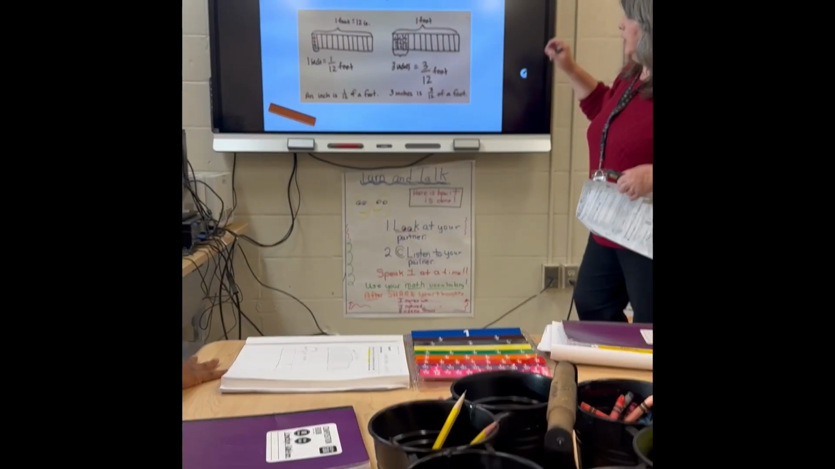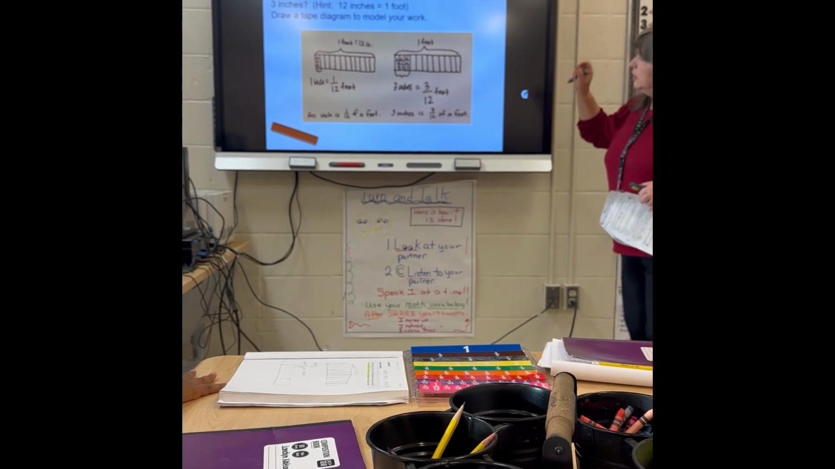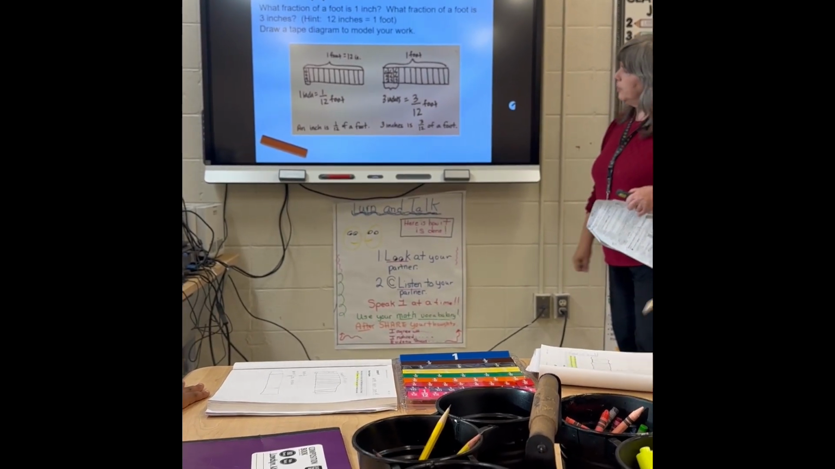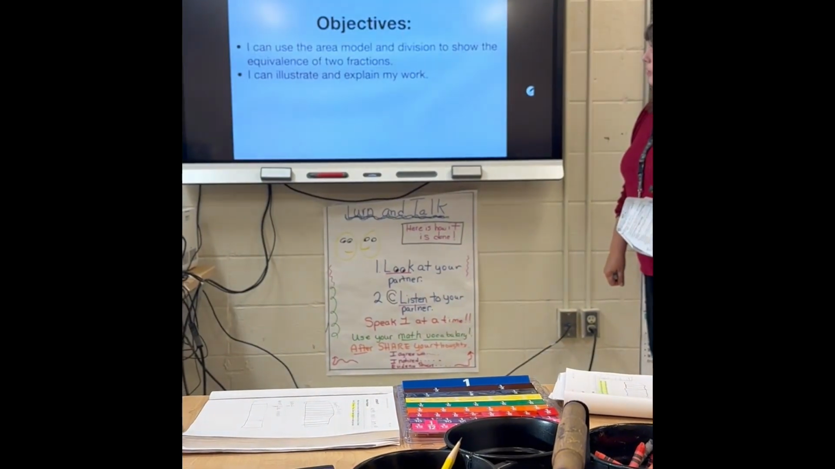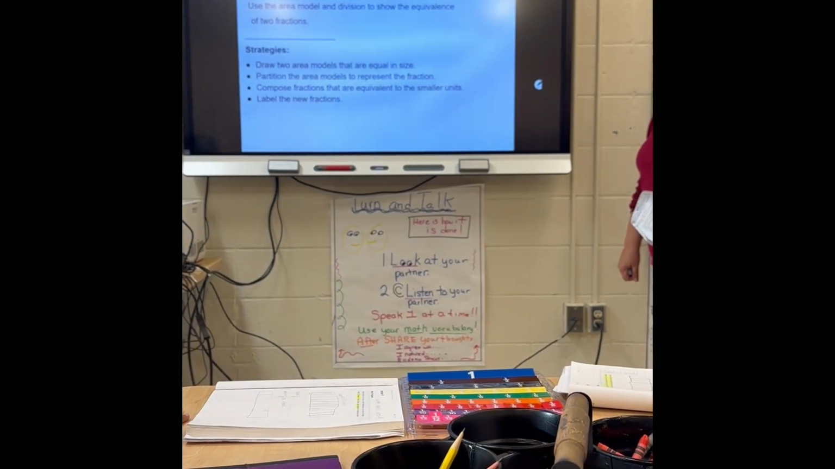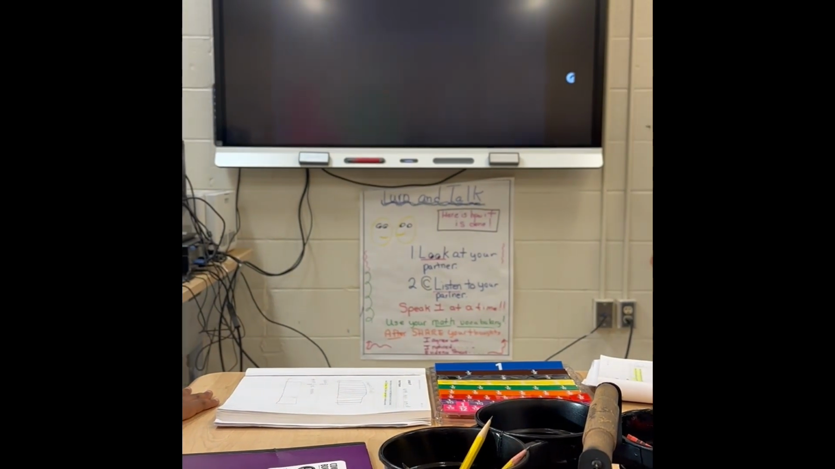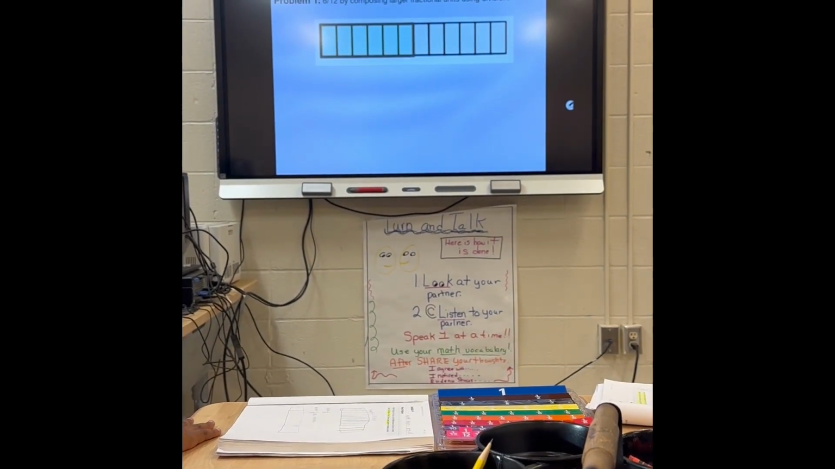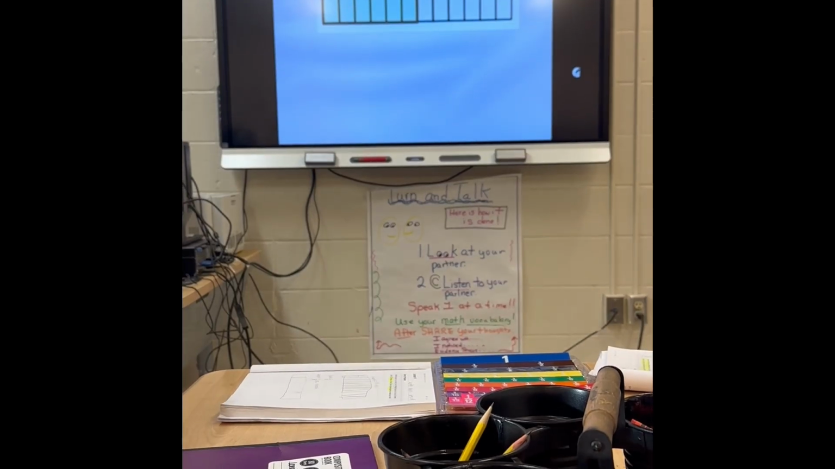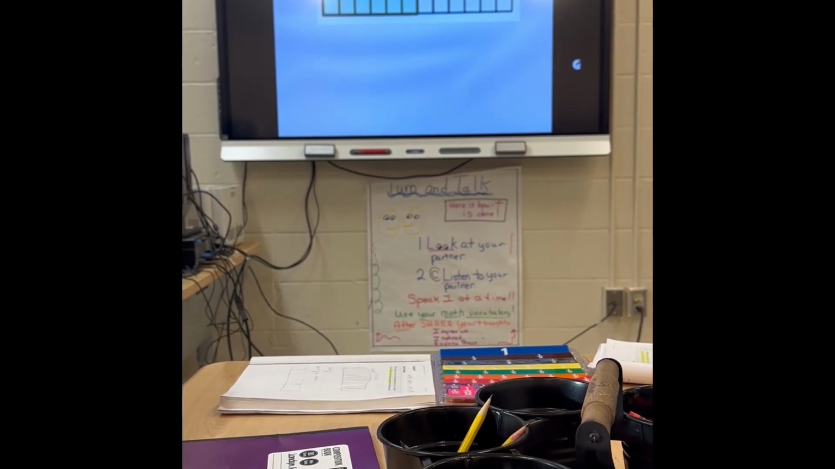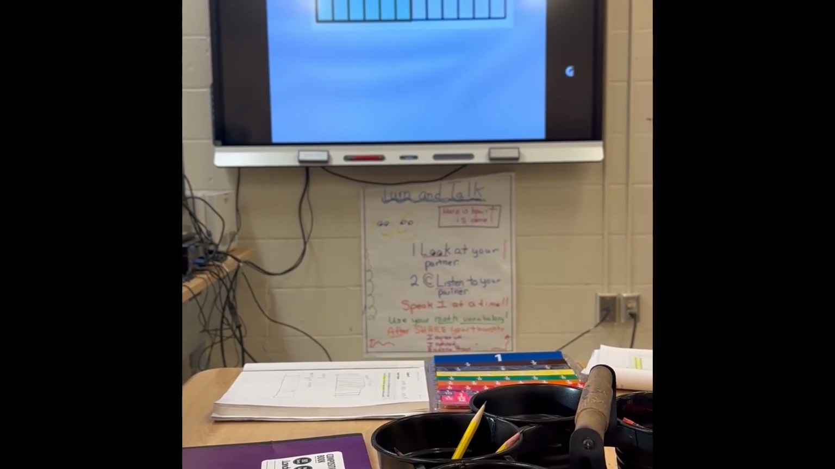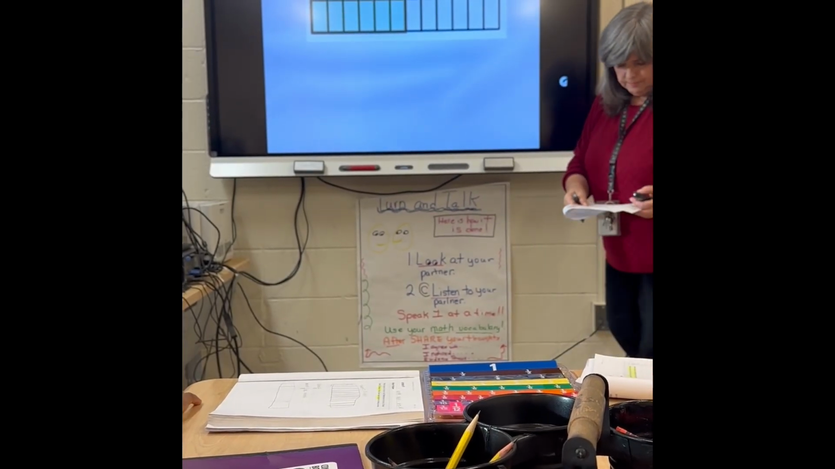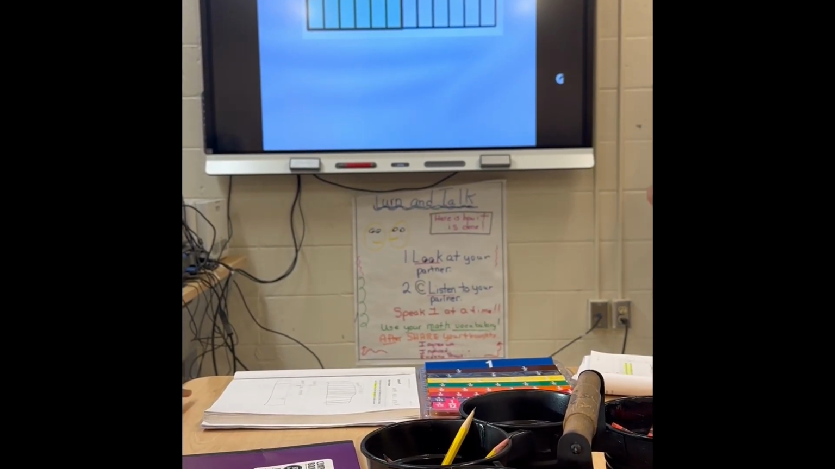So we just talked about how we created fractions for a foot, and what if we're talking about 3 inches? All right, so we're going to go back. We're going to be thinking about using division. So I want you to think about this. What fraction do you see here? What is this fraction? What's our denominator? 6. Okay, and how many are shaded?